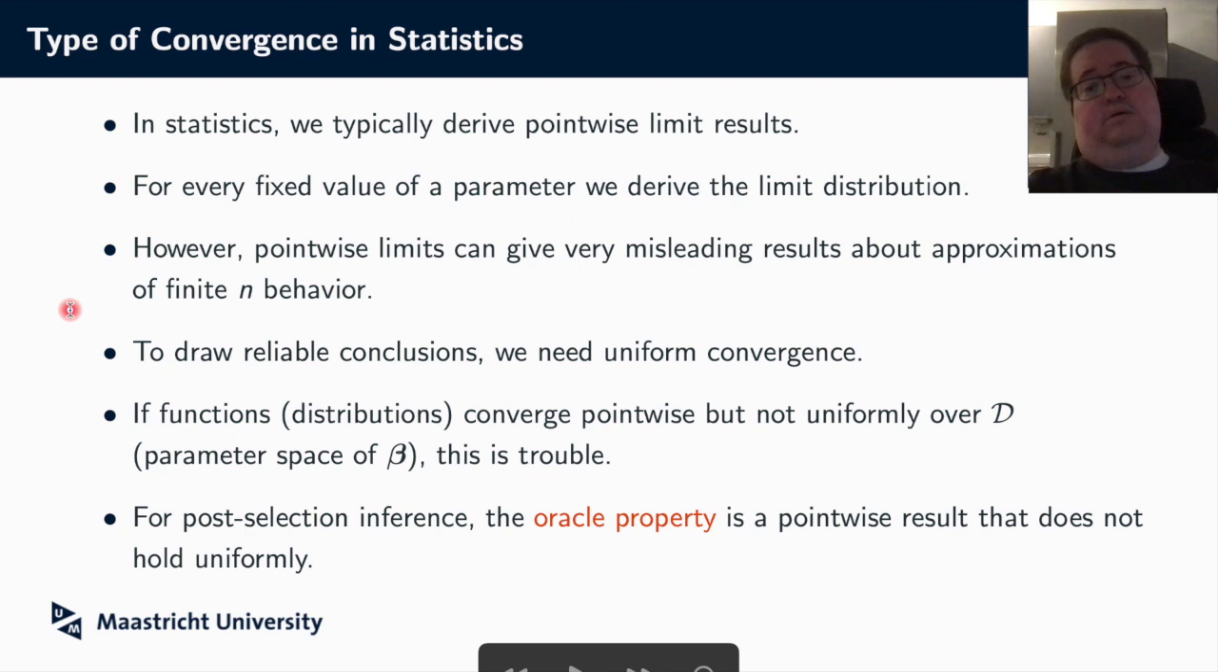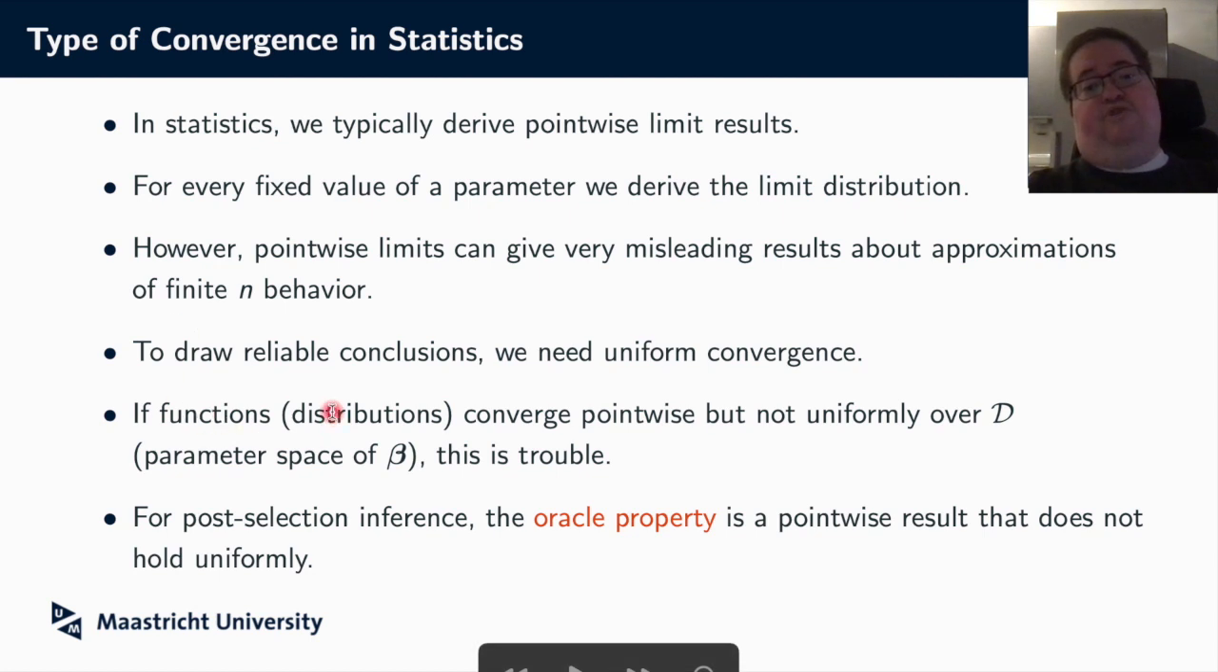In particular, these pointwise limits can give very misleading results about approximations for what happens to finite n. And in fact, if you want to draw reliable conclusions, I will argue that we will need uniform convergence.